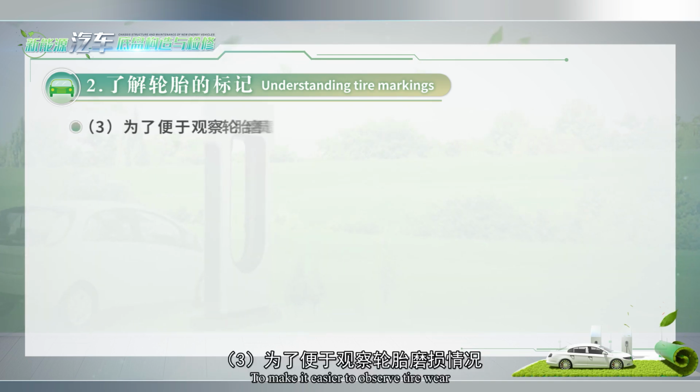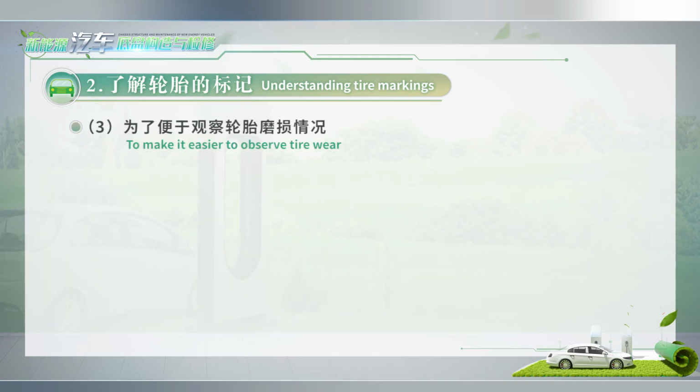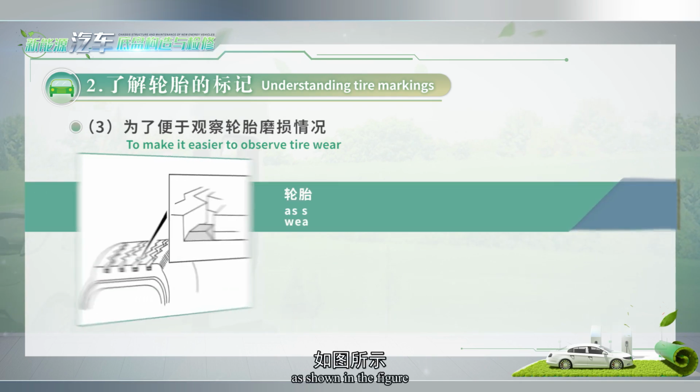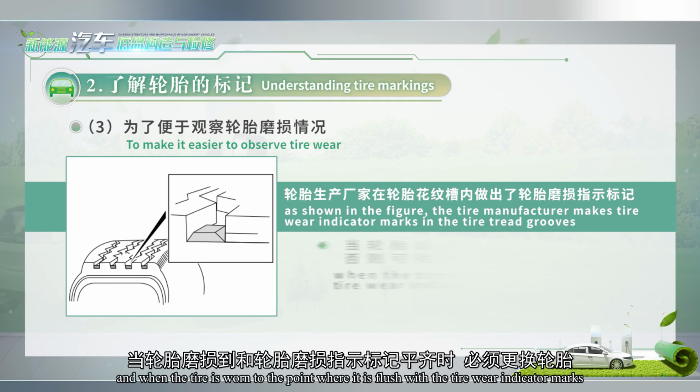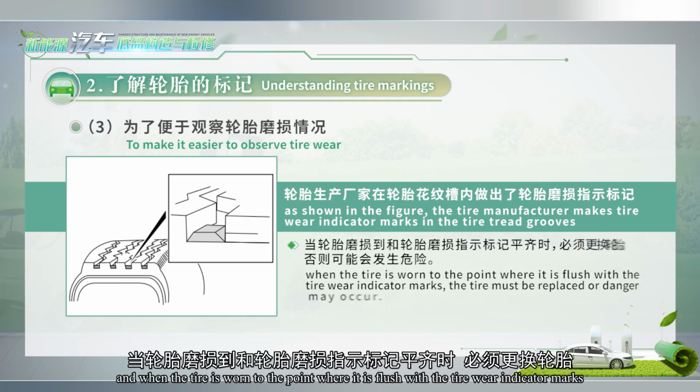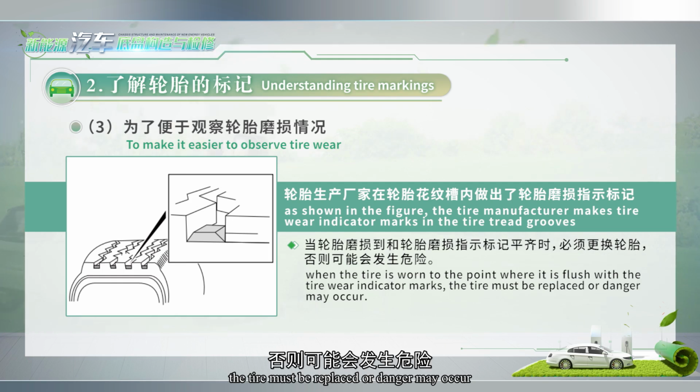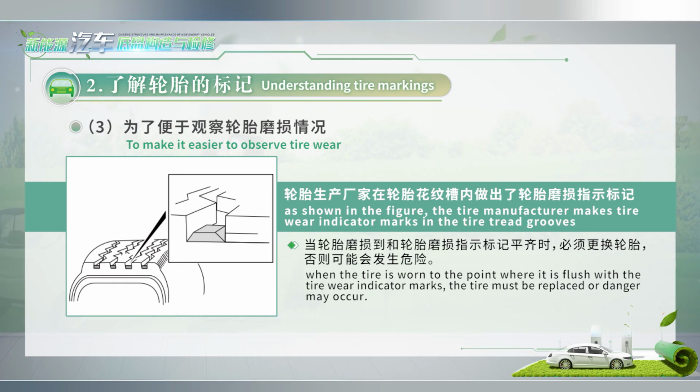To make it easier to observe tire wear, as shown in the figure, the tire manufacturer makes tire wear indicator marks in the tire tread grooves. And when the tire is worn to the point where it is flush with the tire wear indicator marks, the tire must be replaced or danger may occur.